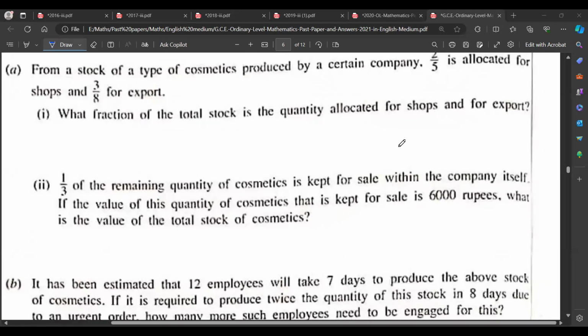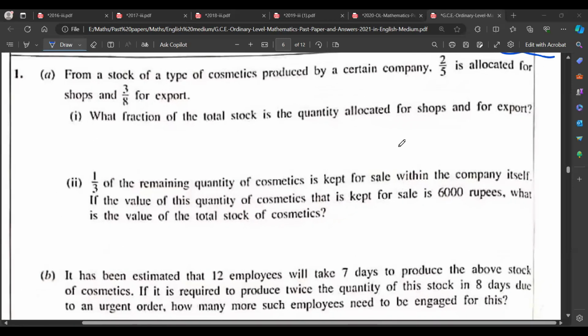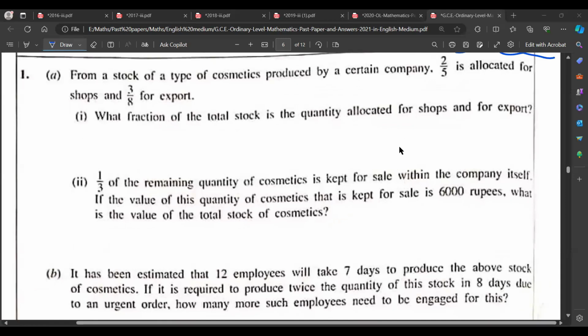From a stock of a type of cosmetic produced by the Sun Company, 2 out of 5 is allocated for the shops. If there are 5 parts, 2 parts are allocated for shops and the remaining 3 parts are left. And 3 out of 8 is allocated for export separately. What fraction of the total stock quantity is allocated to shops and export?